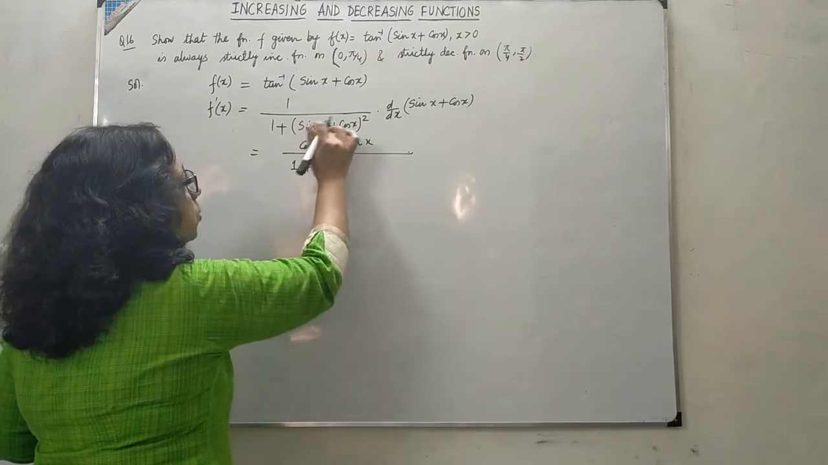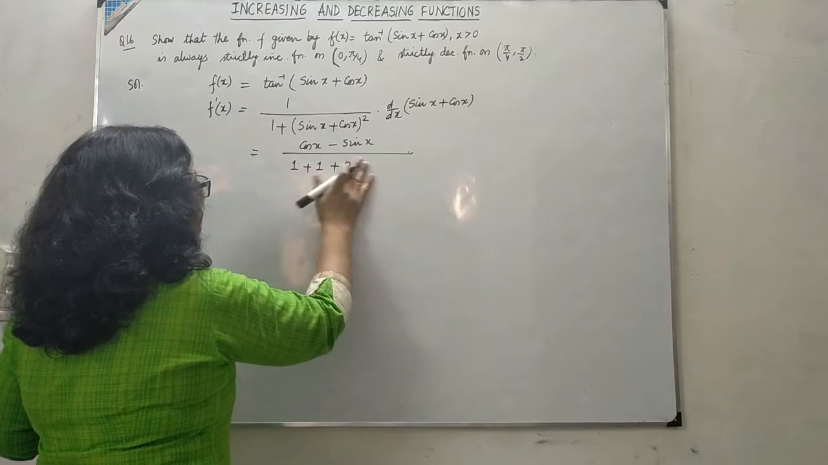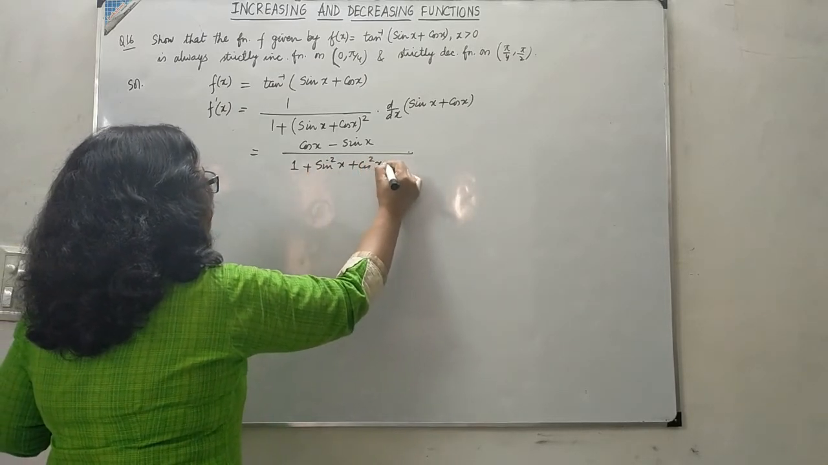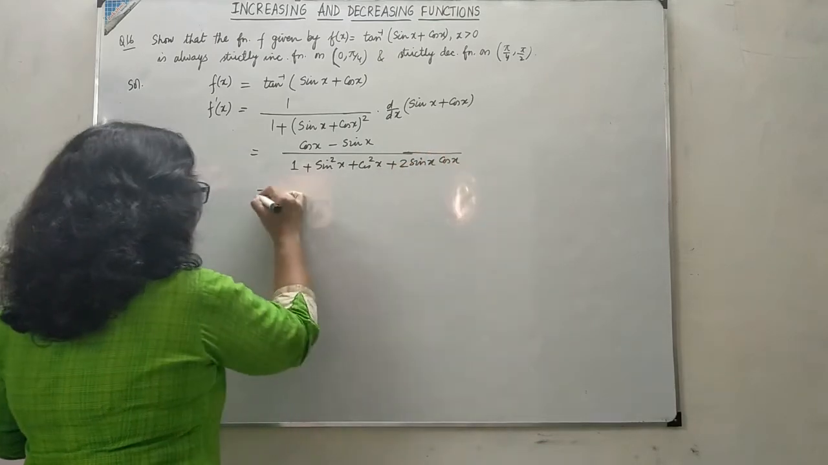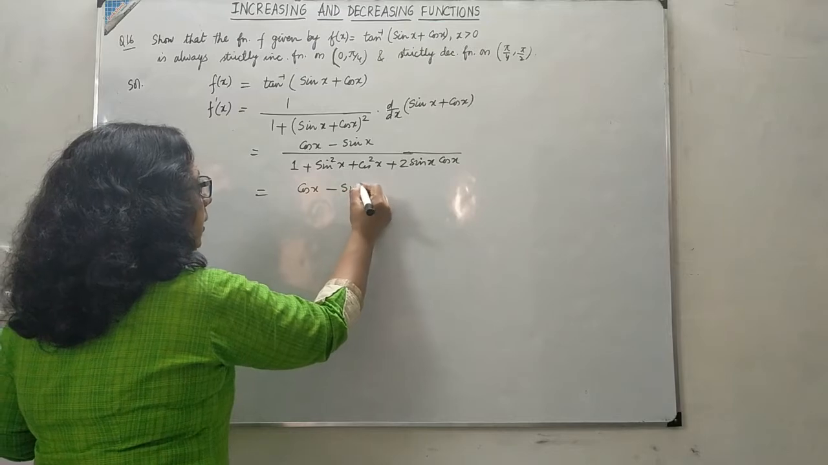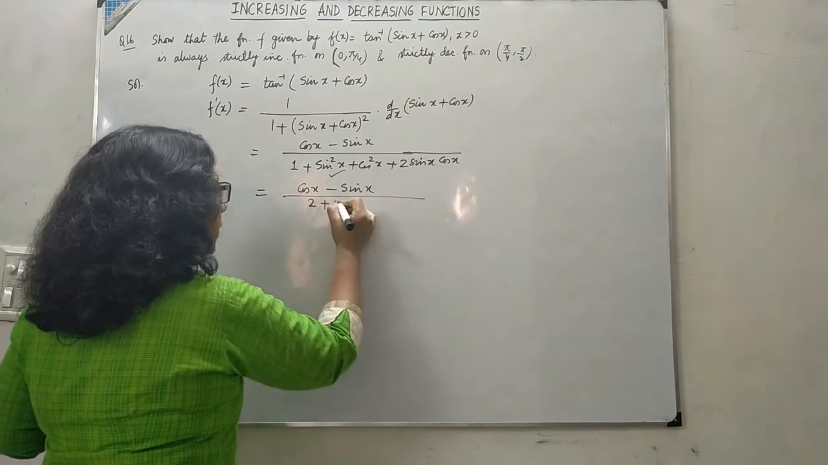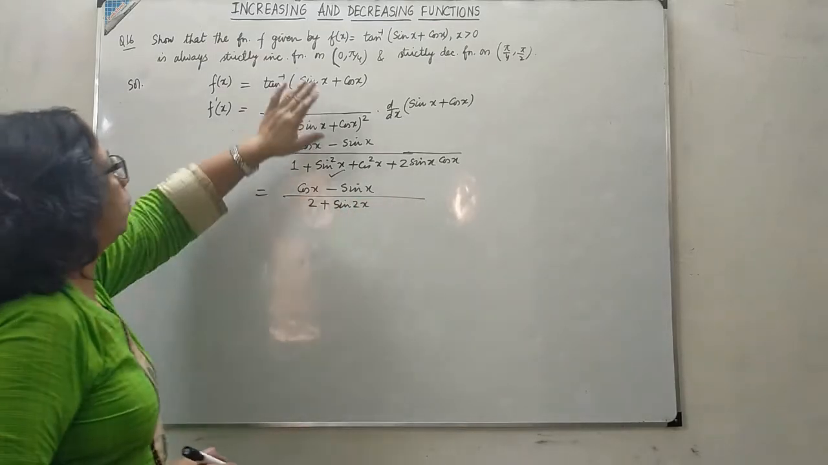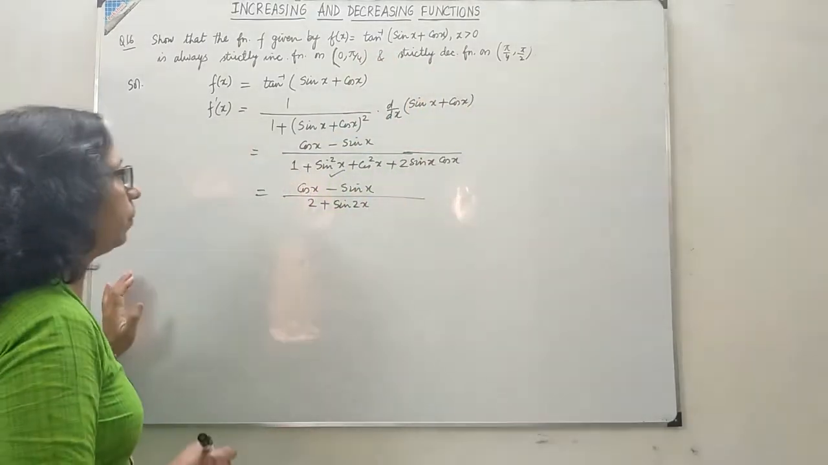1 plus sin square x plus cos square x, that is again 1 plus 2 sin x cos x, or I will write sin square x plus cos square x plus 2 sin x cos x, and after the simplification I can see this is cos x minus sin x upon 1 plus 1, that is 2, plus 2 sin x cos x, which is sin 2x. Now, we want to prove it is increasing for this interval and decreasing for pi by 4 to pi by 2.